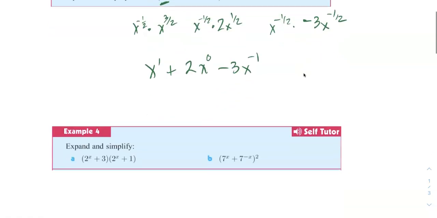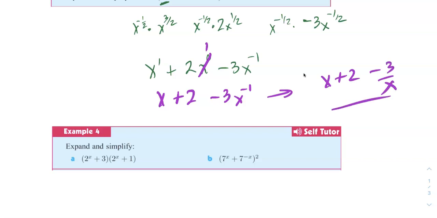If I want to simplify that some more, well, anything to the 0 power is 1, so this is just x plus 2 minus 3x to the negative 1, or if you want to make it nicer, x plus 2 minus 3 over x. Remember, in IB, it doesn't matter. Either way is fine.